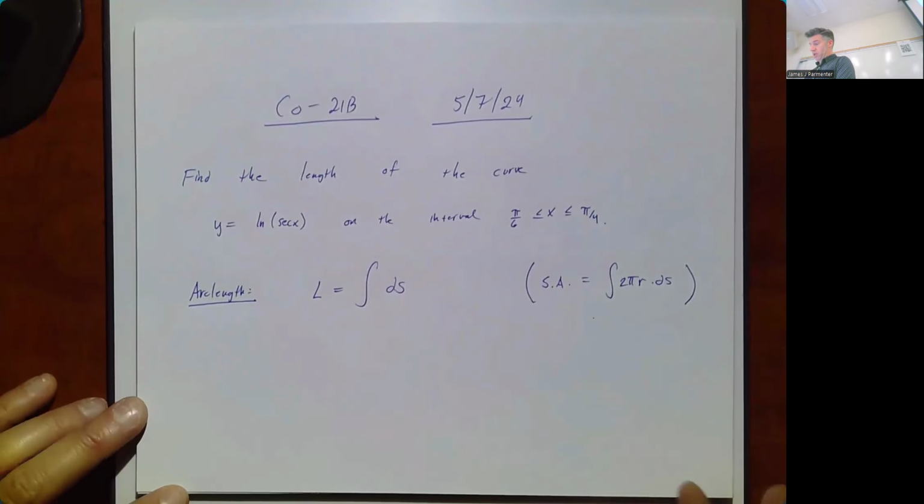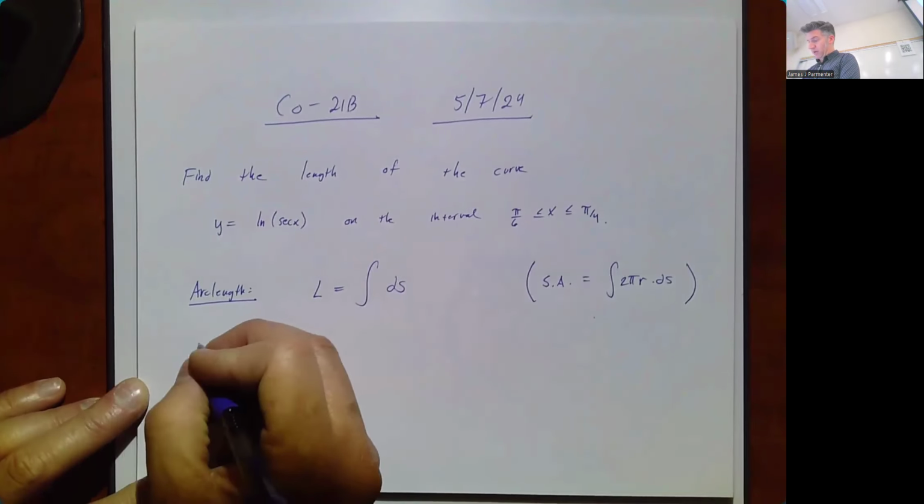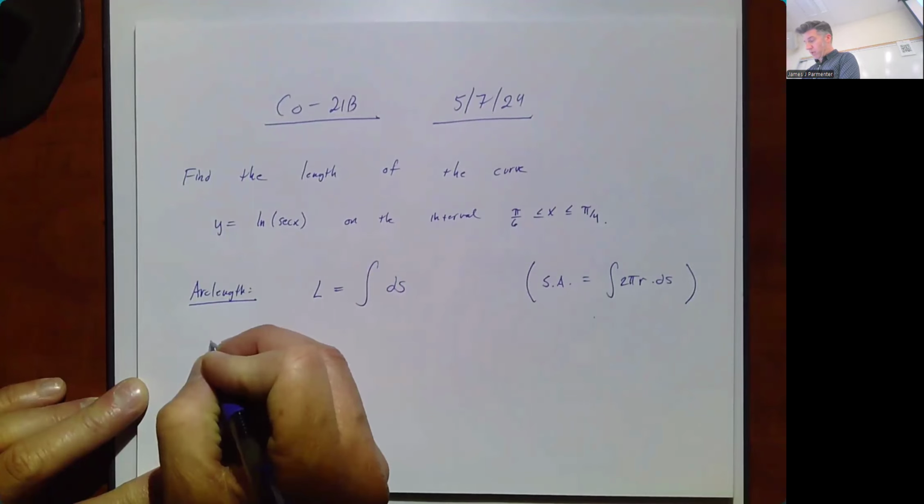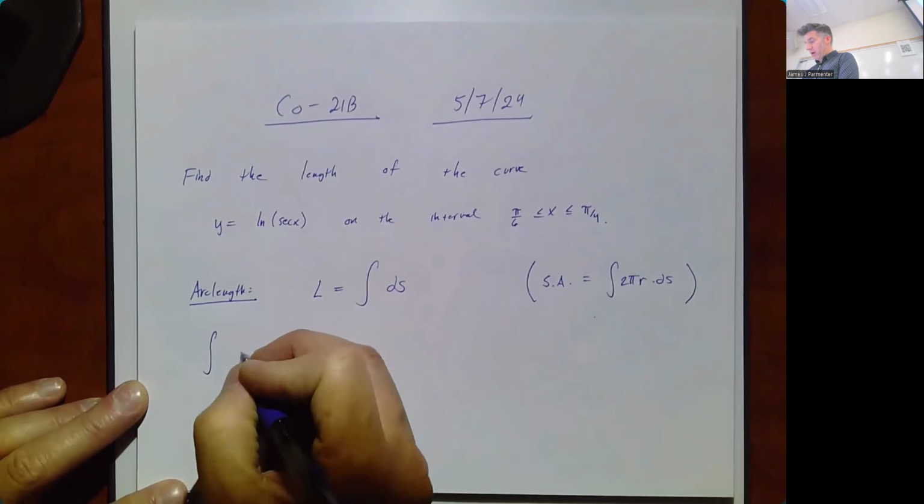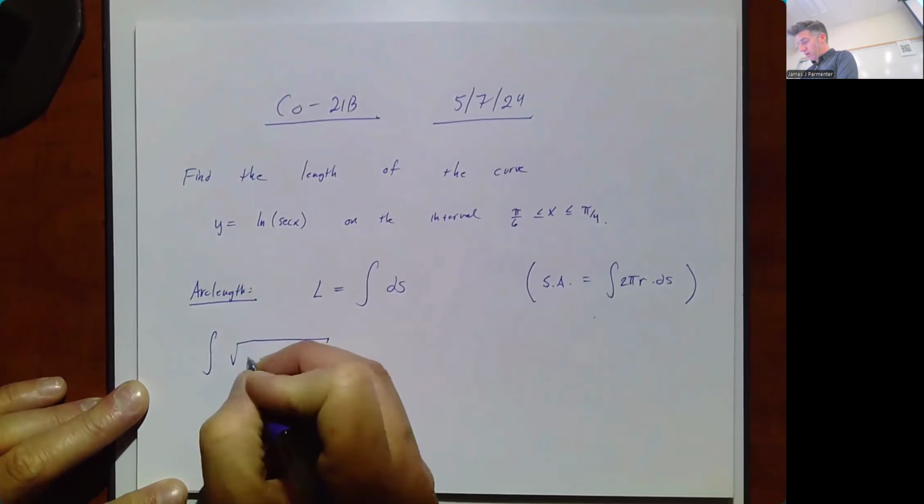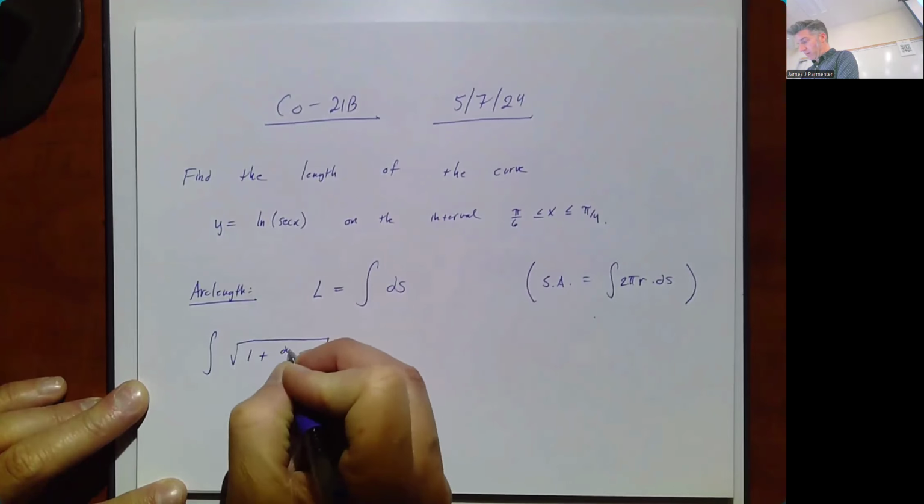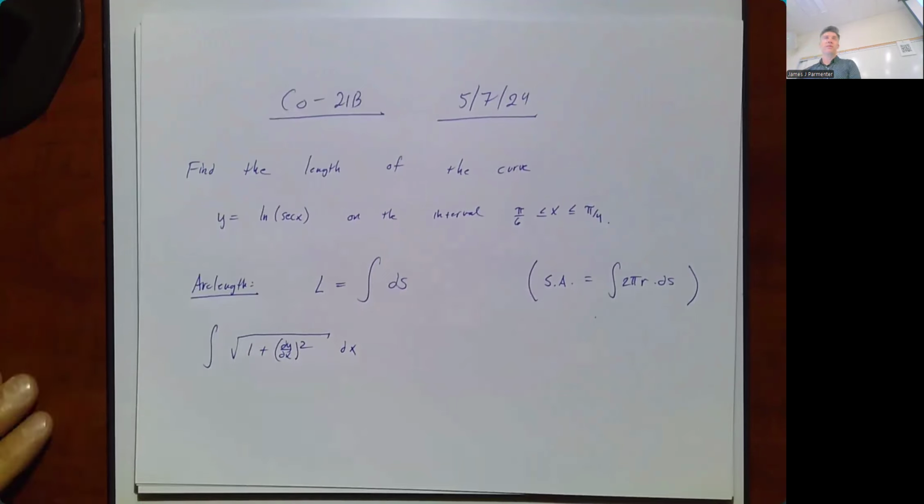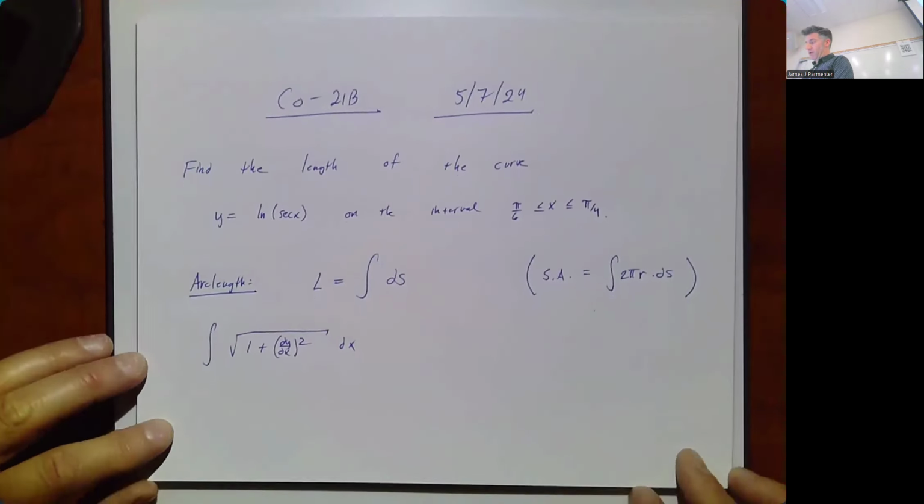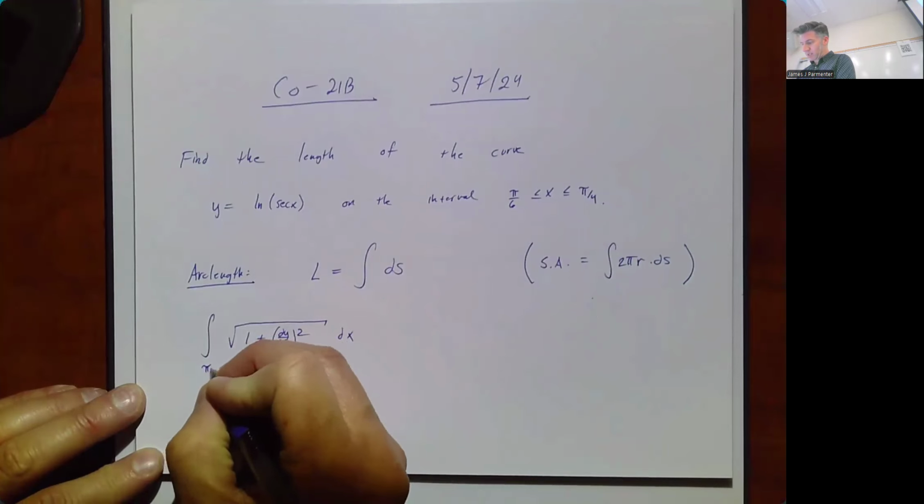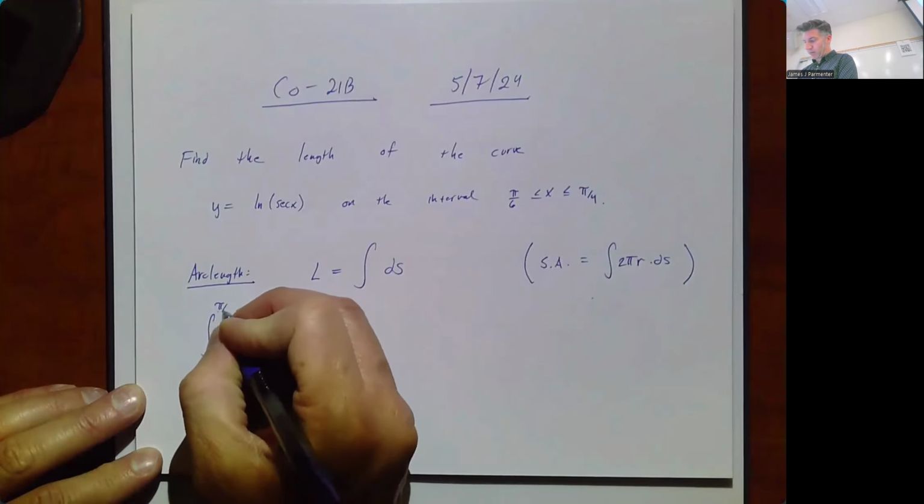Okay, so here, just like every time, we're going to get the integral of the square root of 1 plus the derivative of our function squared, whichever way it makes sense to take the derivative. If y is a function of x, it's dy dx. If x is a function of y, it's dx dy. And then we're going to go from x equals pi over 6 to x equals pi over 4.